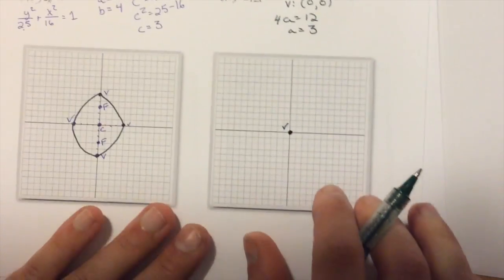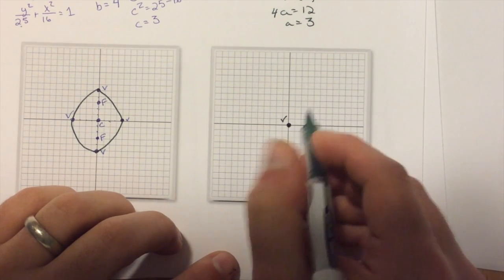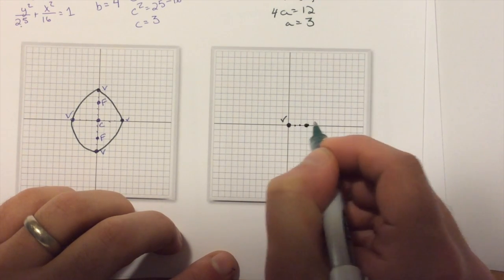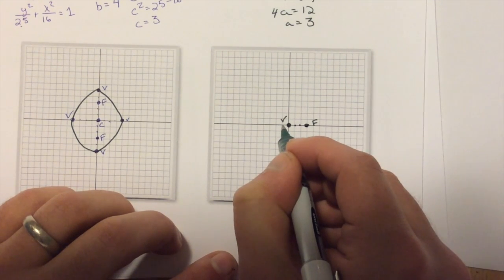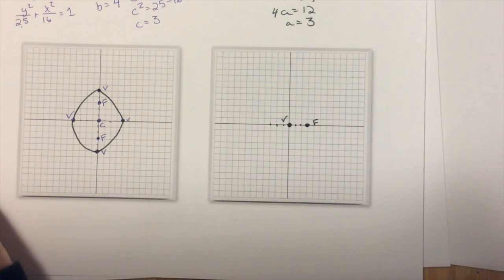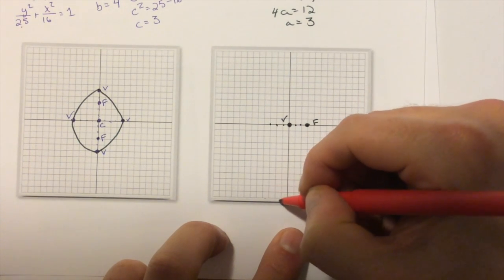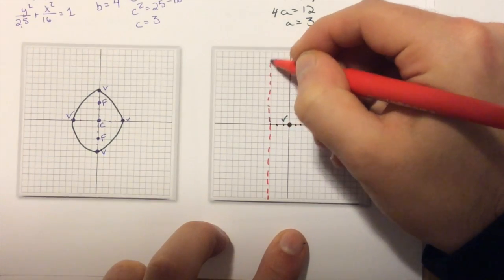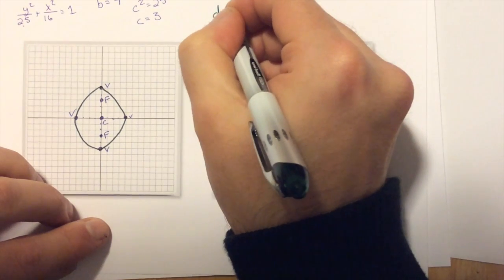So I'm going to start at the vertex and label it. There's my vertex. Now, a is 3, so I go 3 to the right. 1, 2, 3. Label that point F. That's my focus. If I go 3 to the left, 1, 2, 3. Now I'm going to draw a dashed line, and that's a vertical line. The way you write the equation of a vertical line is x equals that number. So x equals −3 for the directrix.